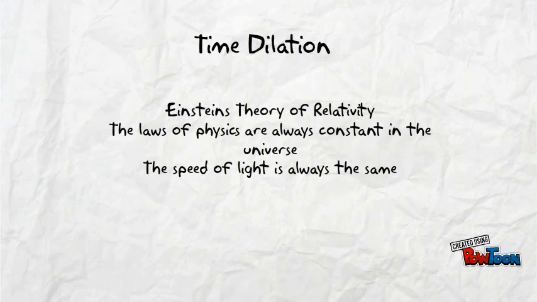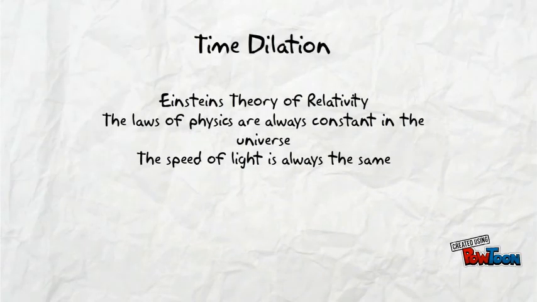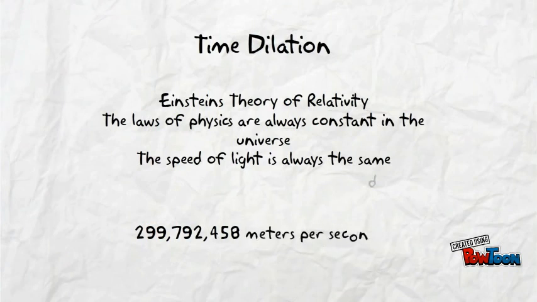This theory states that regardless of where you are in the universe, the laws of physics will always be constant, and the speed of light will also be constant. So this means anywhere you see a photon moving in the universe, it's always going to be traveling at approximately 300 million meters per second.